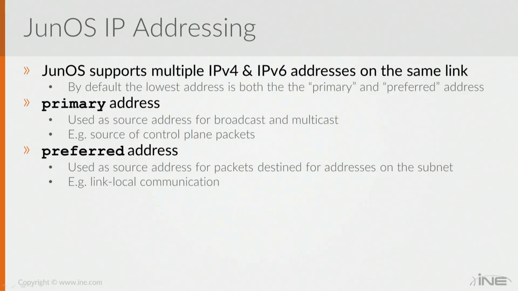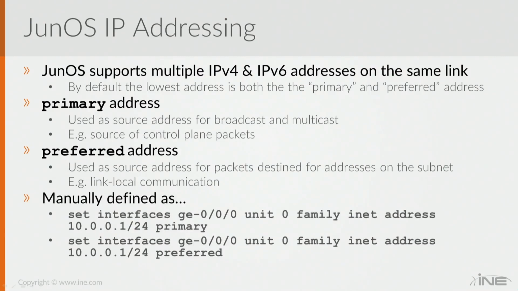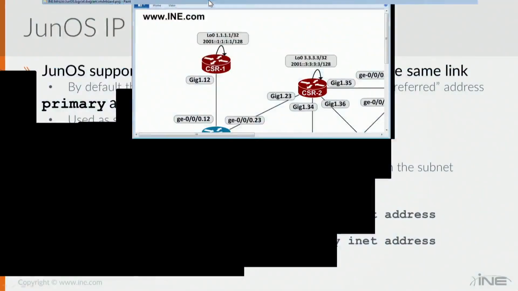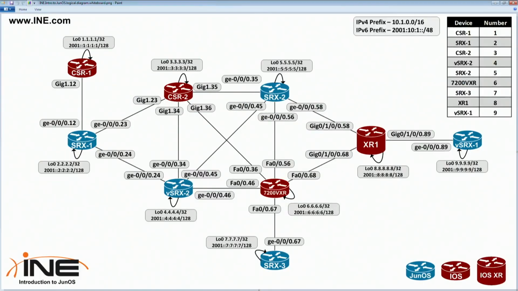Now, we can configure an address as both preferred and primary, and those are configured under the address family INET at the individual link level. So, for example, if we were to take a look at our logical topology here, let's say that we're talking about the link between the SRX and the 7200, which is going to be right here, this interface ge-0/0/0.46 on VSRX2, and then this is the subinterface F0/0.46 on the 7200 side.